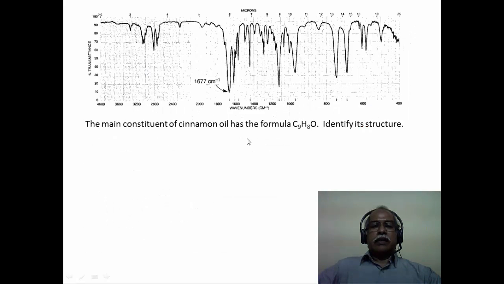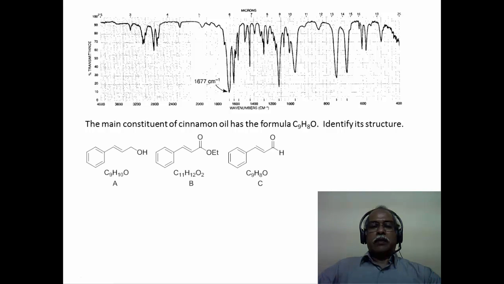Now the problem is stated here. The main constituent of cinnamon oil has the formula C9H8O. Identify its structure. One needs to know what the main constituent of cinnamon oil is. It could be cinnamaldehyde, it could be cinnamyl alcohol, it could be cinnamate ester, or it could be cinnamic acid. All the cinnamon based systems are written here, except cinnamic acid is not written here. Now among these molecules, the one that is cinnamaldehyde corresponds to C9H8O. So the molecular formula is satisfied for the cinnamaldehyde structure.